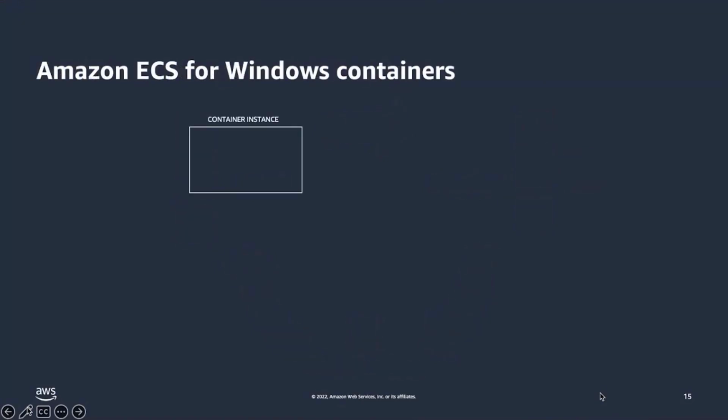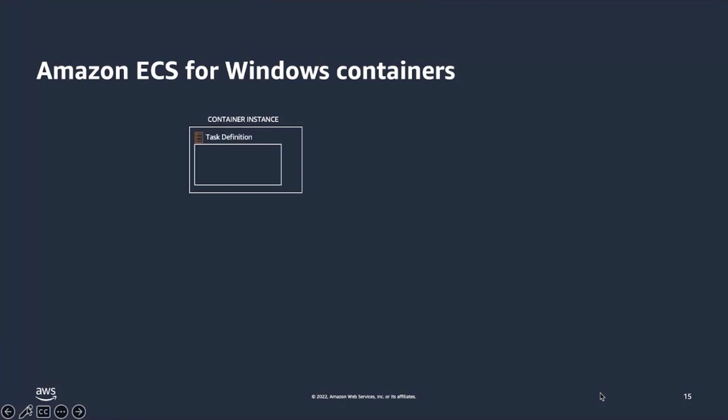Now, let's do a high-level overview of Amazon ECS for Windows containers. So if you decide to run Windows containers on the Amazon ECS platform, the Amazon EC2 Windows instance you deploy, we call a container instance.